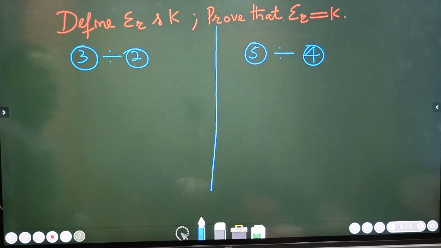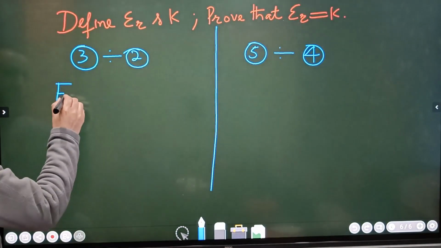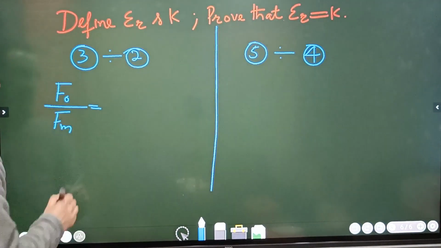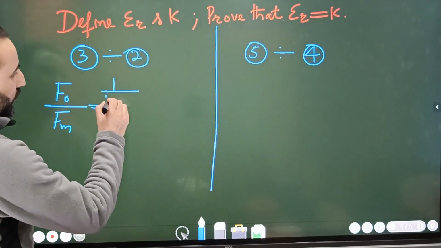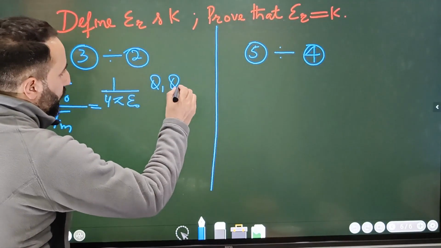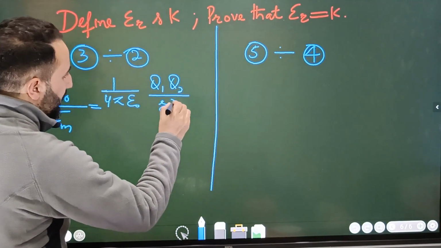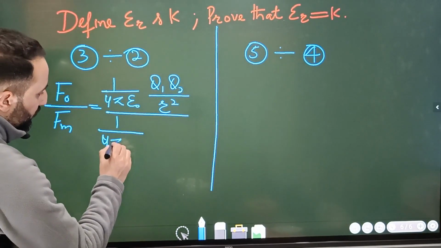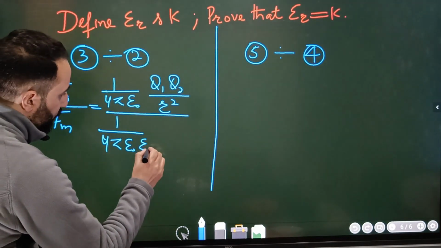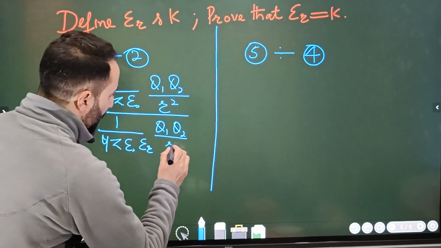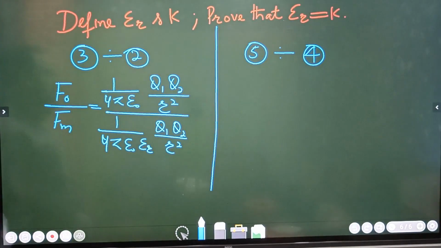Equation number 3 gives f naught divided by fm. So what is f naught equal to, beta? f naught is equal to 1/4 pi epsilon naught multiplied by q1 into q2 divided by r square. Divided by fm, which is equal to 1/4 pi epsilon naught into epsilon r multiplied by q1 multiplied by q2 divided by r square. Understood?